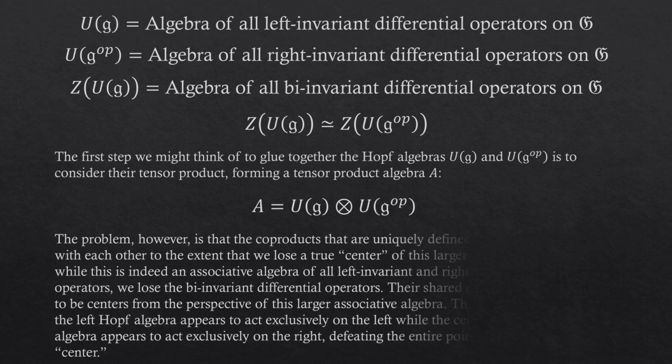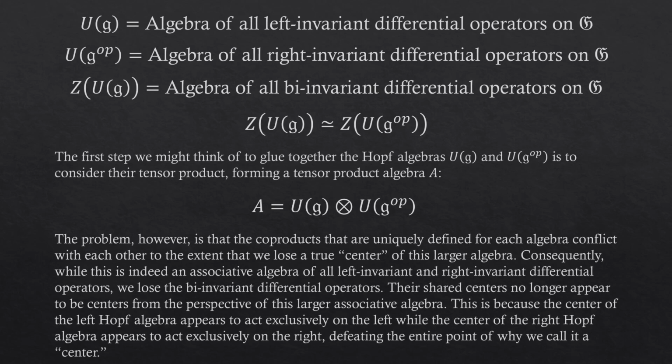The problem, however, is that the co-products that are uniquely defined for each algebra conflict with each other to the extent that we lose a true center of this larger algebra. And when I say the co-product, I'm talking about that delta x and delta y's that we discussed on the last slide for G and G op.